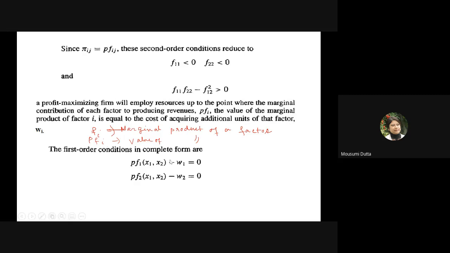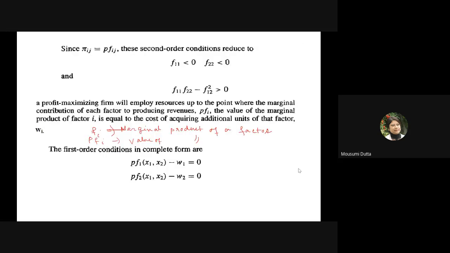So look at these two first order conditions and look at the statement. Is there any confusion with respect to any point in this statement? It's okay?